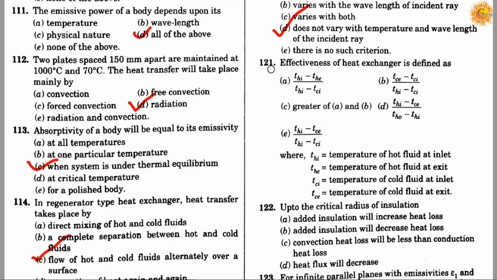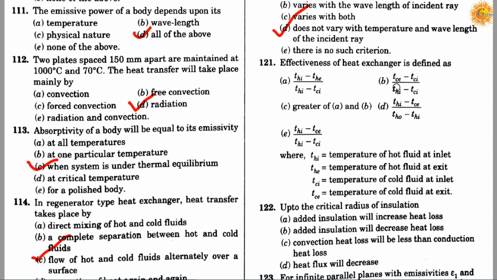Question number 121. Effectiveness of heat exchanger is defined as option A, THI minus THE divided by THI minus TCI. Before we read all the options, THI means temperature of hot fluid at inlet, THE means temperature of the hot fluid at exit, TCI means temperature of the cold fluid at inlet, and TCE means temperature of the cold fluid at exit.